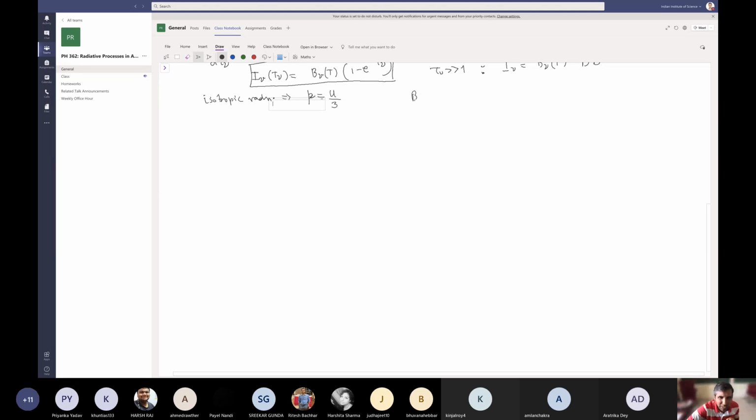Now, what is the black body radiation? Black body radiation, I nu equals B nu. And what is a thermal emitter? Thermal radiation is S nu equals B nu. This is the difference. Okay. Not necessarily I nu.